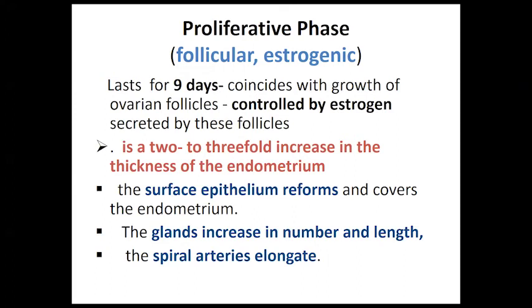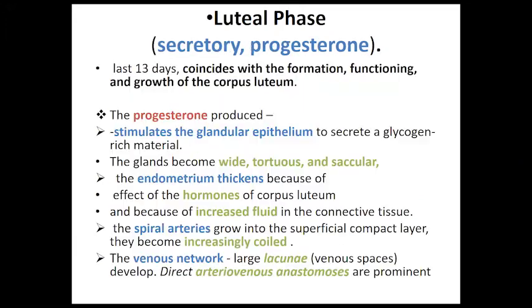So that is the proliferative phase, because of the estrogen under the effect of the follicle stimulating hormone. For 9 days it coincides with the growth of the ovarian follicles controlled by estrogen. There is a threefold increase in the thickness of the endometrium. The proliferation is just multiplication of the cells, blood vessels and glands. Then the surface epithelium reforms and covers the endometrium. Glands increase in number and the arteries elongate. So these are the things which occur, that is, they proliferate and grow in size.